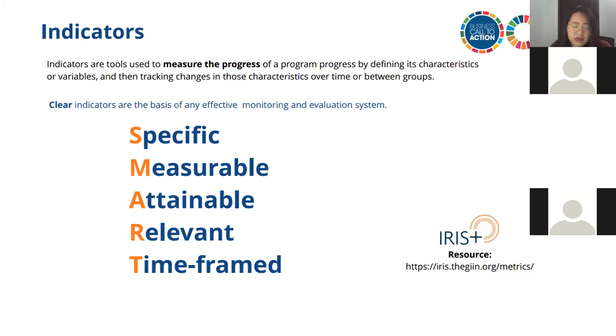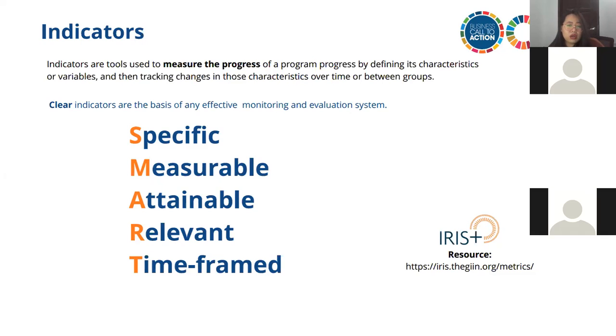So the first criterion, specific, means that the indicator needs to be narrow and accurately describe what needs to be measured. Okay. Measurable means that regardless of who uses the indicator, it would be measured in the same way.